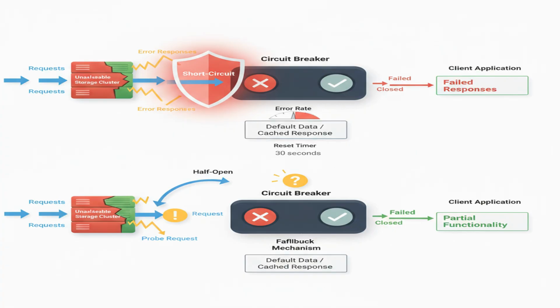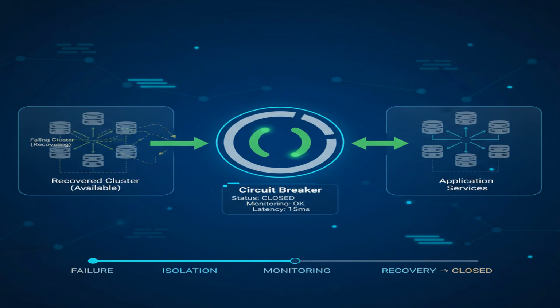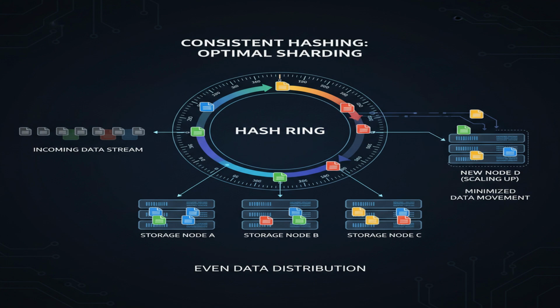To improve the system's resilience, we can implement circuit breakers. If a storage cluster becomes unavailable, the circuit breaker trips, preventing further requests from reaching it and causing cascading failures. The circuit breaker monitors the failing cluster's recovery, and once the cluster becomes available again, the circuit breaker closes, allowing traffic to flow through it. This maintains a stable system.